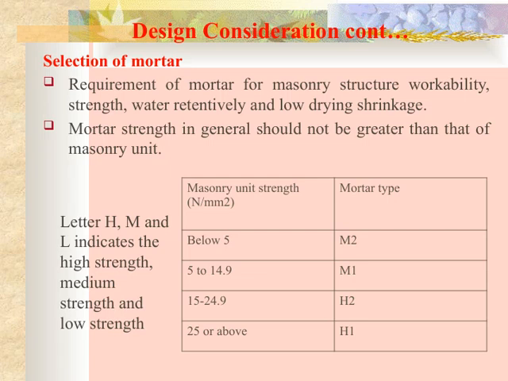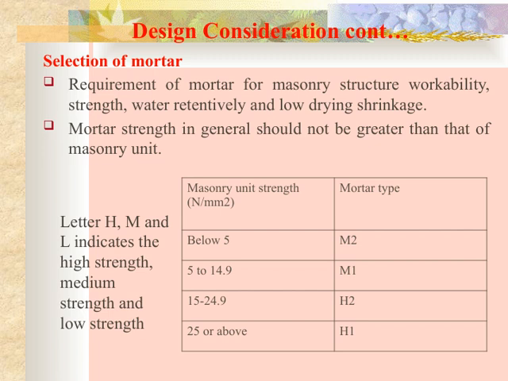When selecting mortar for masonry work, there are a few key factors we need to consider. First and foremost is the workability of the mortar, which affects how easy it is to apply and how well it bonds the bricks or blocks together. Strength is also crucial, though interestingly, the mortar's strength should generally not exceed that of the masonry units themselves. This ensures that the units carry the load, not the mortar. Water retention is another important point, as good water retention helps the mortar bond properly and prevents issues like cracking or weak joints. Additionally, low drying shrinkage is desirable to minimize cracking as the mortar dries.